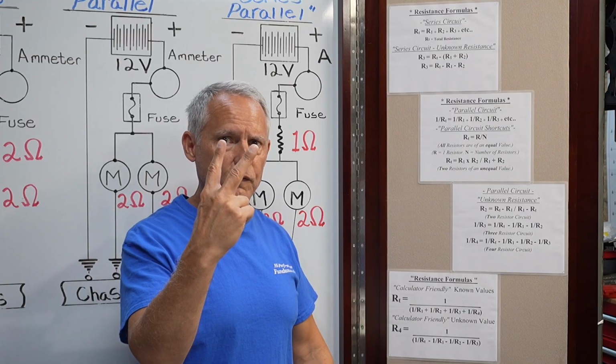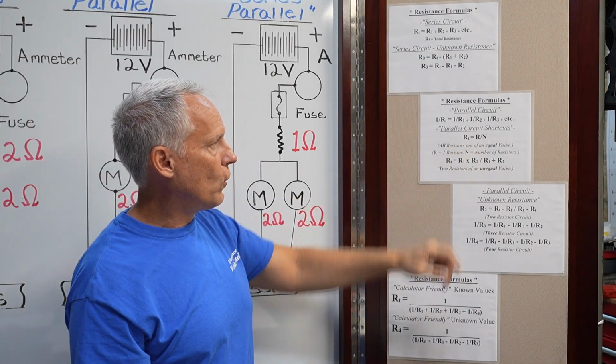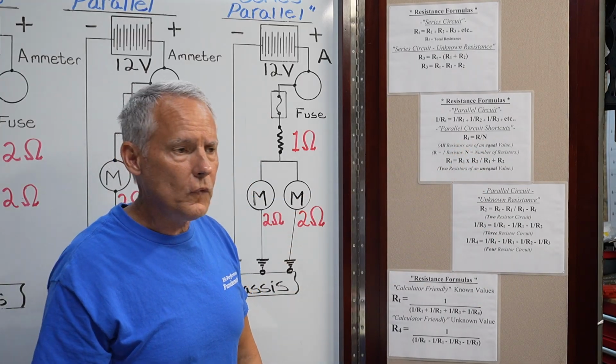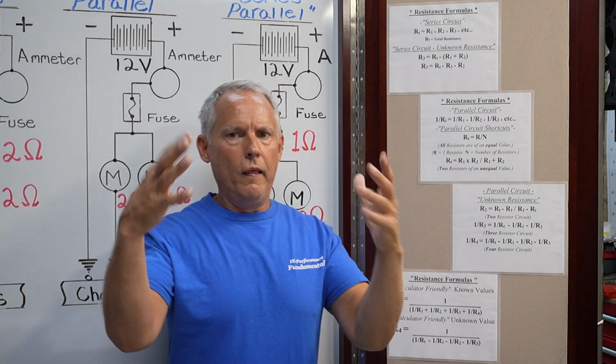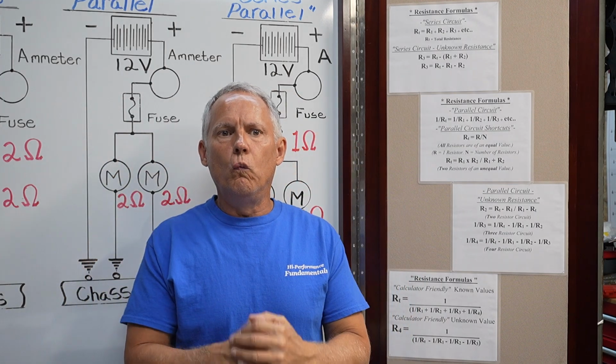There's a total number of 2. So 2 divided by 2, the total resistance is going to be 1. All right. Now, like I said, mumbo jumbo. So what did I do there?